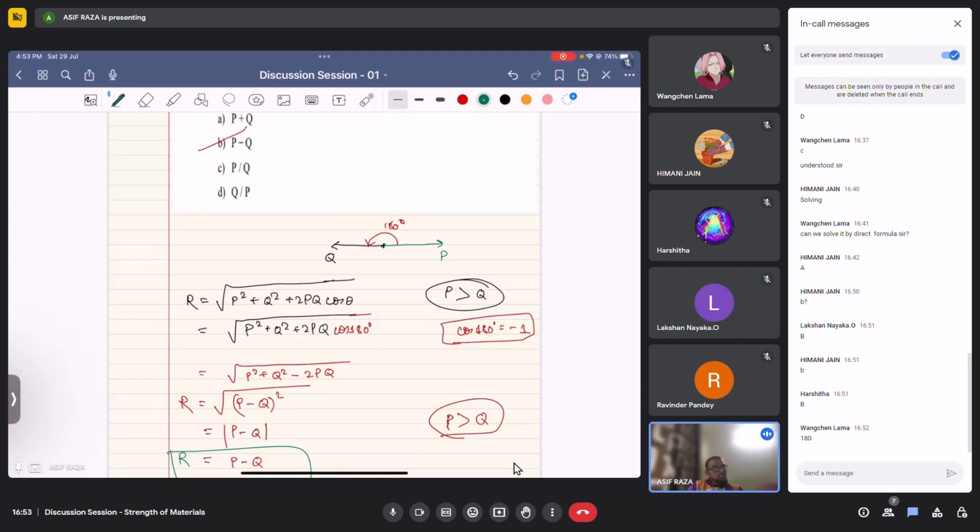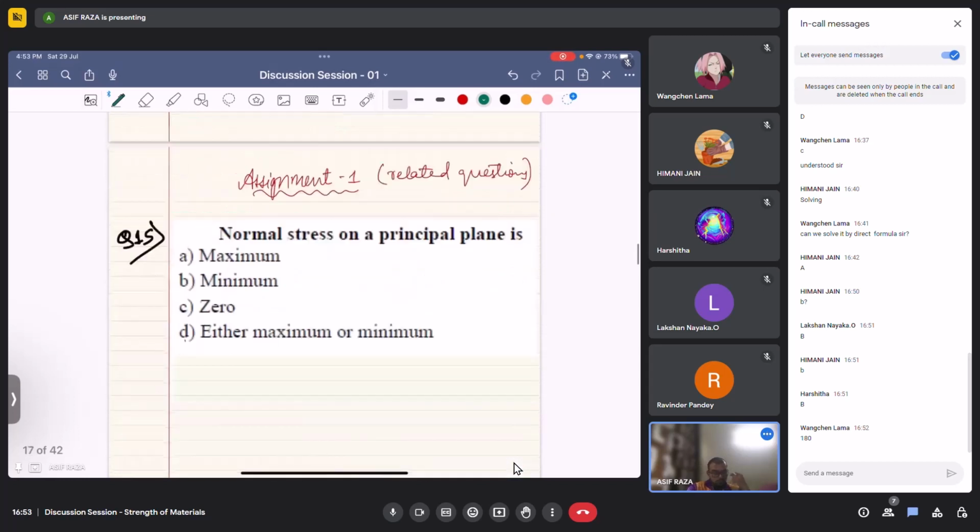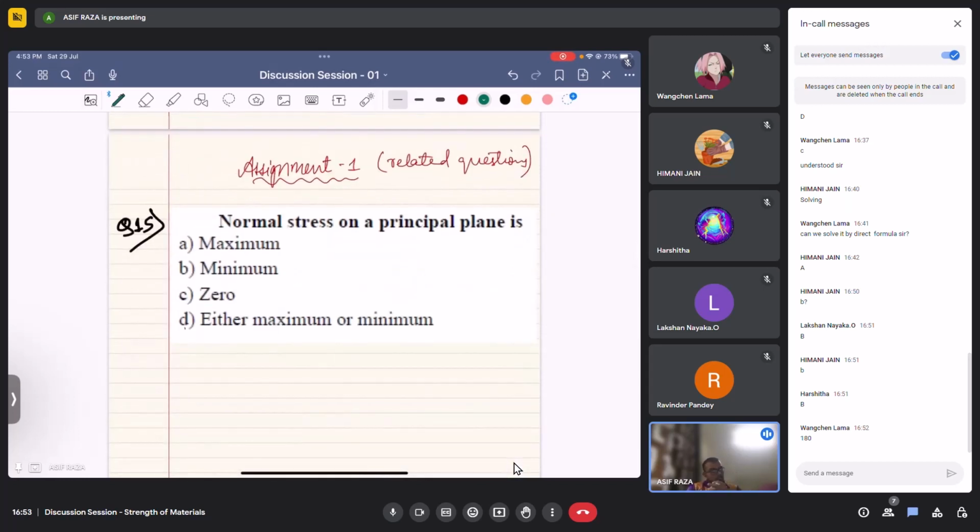These were the questions pertaining to assignment 0. Let's work with some questions pertaining to assignment 1, and after some time we'll again do some questions relevant to assignment 0, since I see that most of them have some basic problems also. So okay, we'll work that out too. Questions related to assignment 1. Question: normal stress on a principal plane is, options are maximum, minimum, 0. Option D is either maximum or minimum.